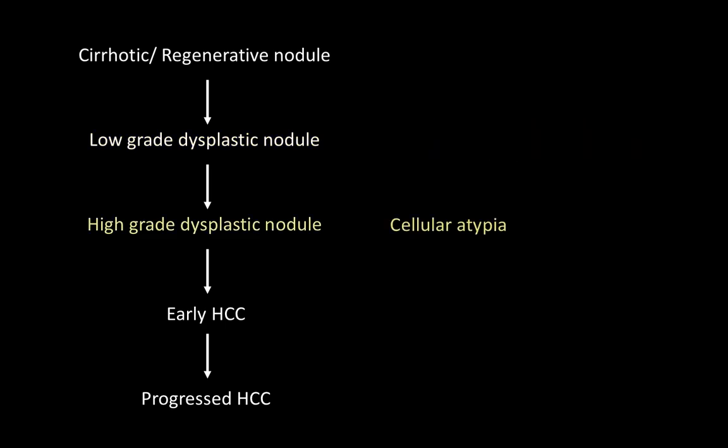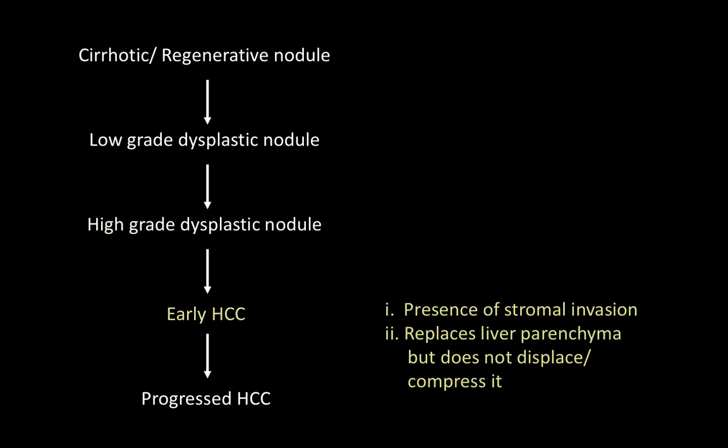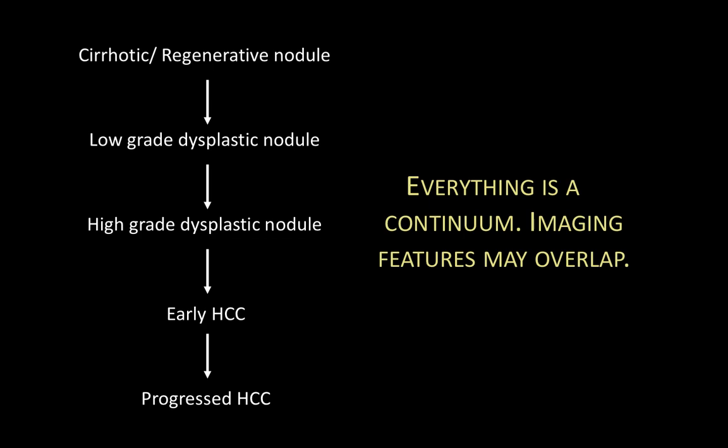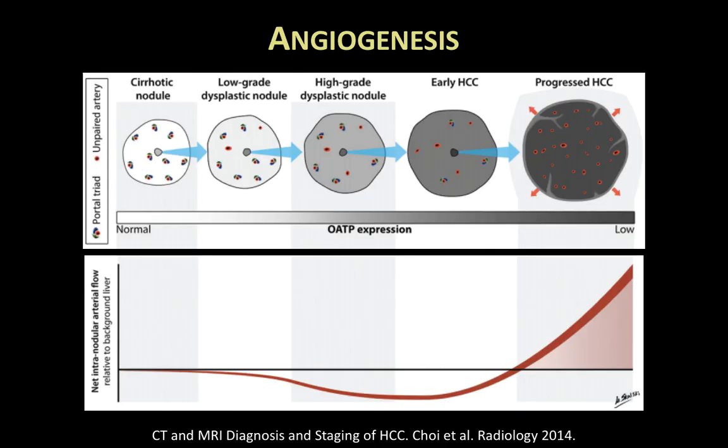The high-grade dysplastic nodule will start demonstrating cellular atypia, but it's only in the early HCC when we start seeing stromal invasion. The early HCC, however, will only replace liver parenchyma and not compress it, which is why a pseudocapsule is not seen in early HCC but only in progressed HCCs. Also, vascular invasion is seen in progressed HCCs. Now, this is all a continuum. So, although I've described it as if one feature belongs only to one particular nodule or HCC, imaging features might actually overlap to some extent, and this is important to remember.